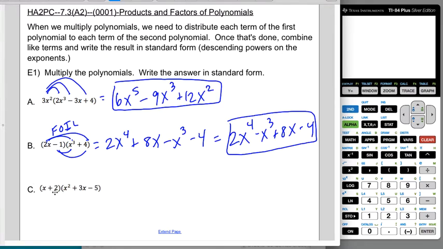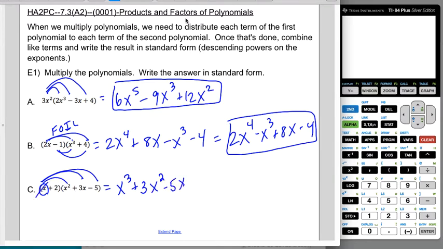So for me personally, I have a really short attention span, so when I do this, I circle the number I'm going to distribute, and then I cross it off after I've done it. So I'm going to distribute this x to everybody in the second set of parentheses. So I'm going to get that this is an x cubed plus a 3x squared minus a 5x, and then I'm going to cross it off.